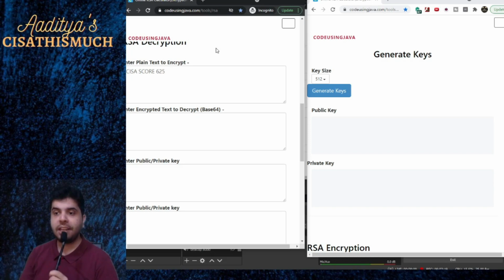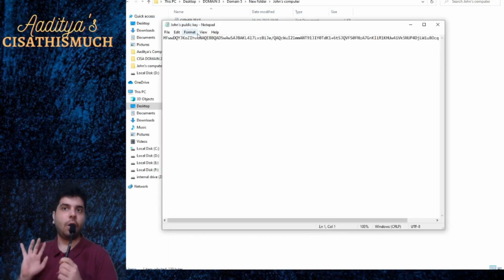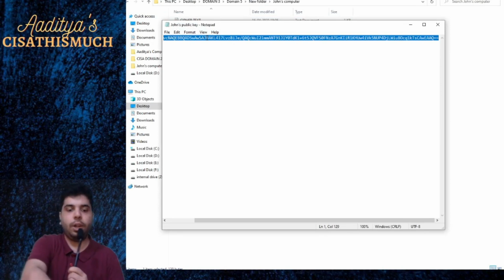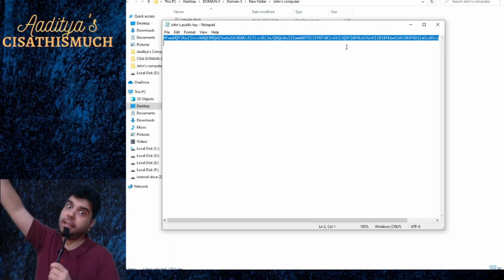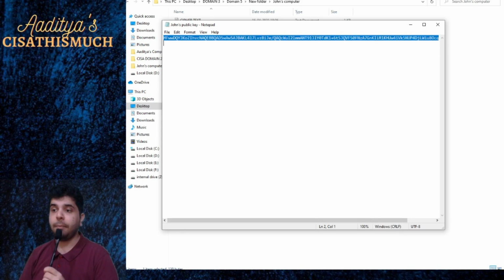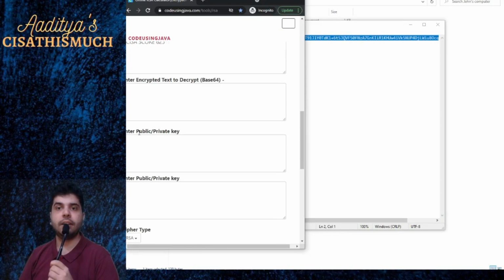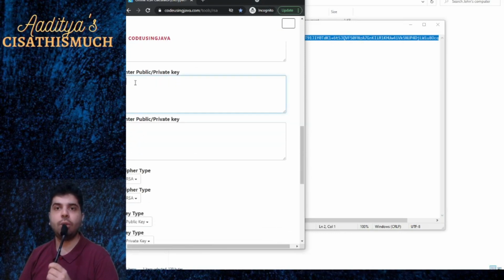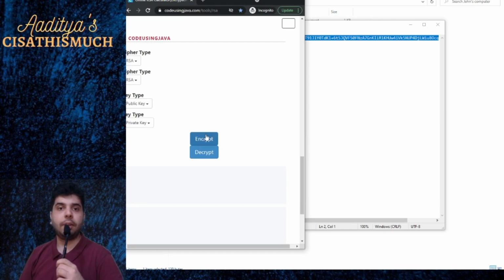All right, so I'm going over here. John's public key, control A, control C. All right, now I do have John's public key. So I am encrypting the data using John's public key. So I am pasting John's public key over here. Now I am clicking on encrypt. Let me zoom in again.